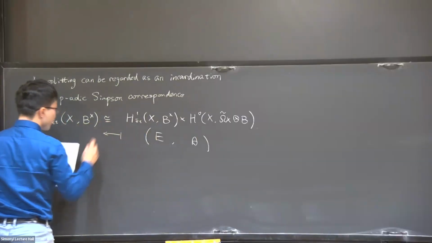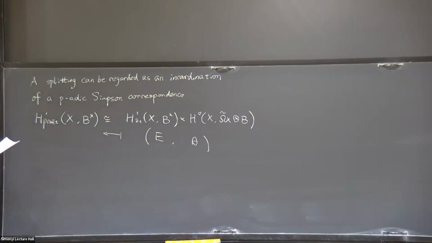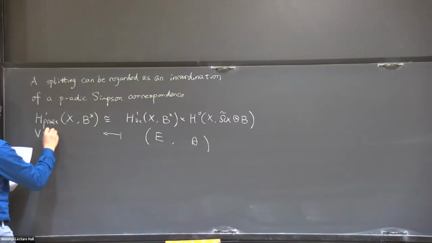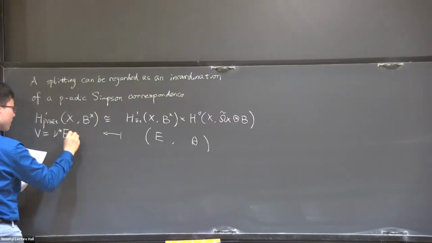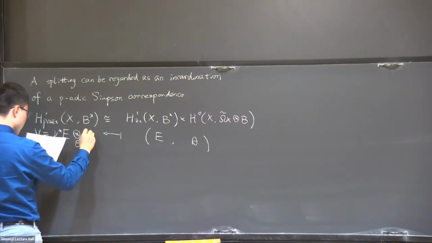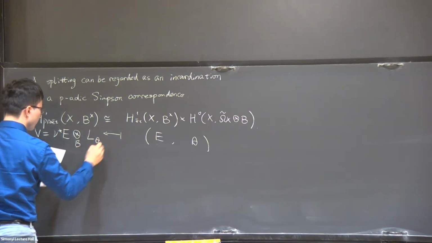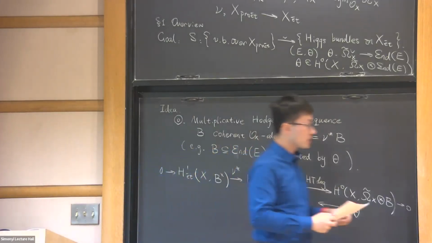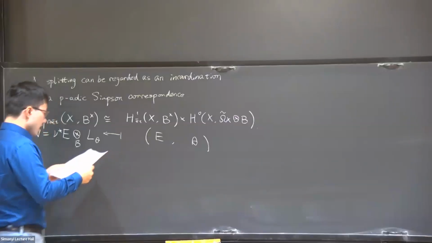So everything here is very rough. This is just to give an idea. The decomposition will give you a functor like this. You pull back this bundle, and then you tensor over curly B with this invertible B-module.